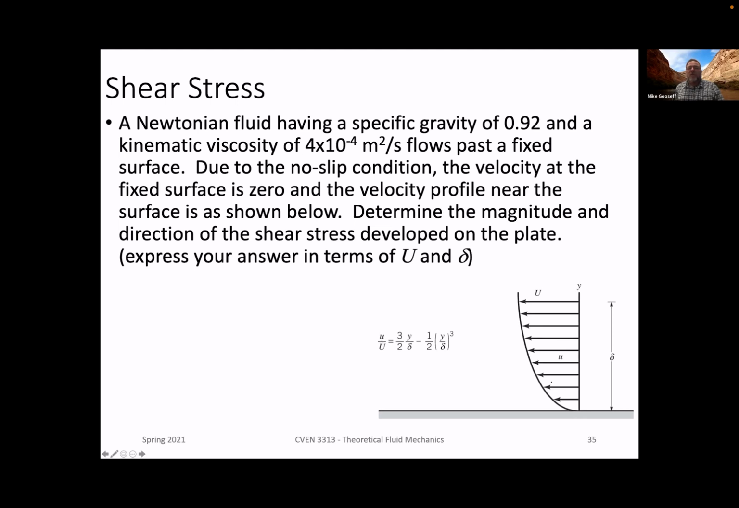So little u, the velocity at any location as a function of y and total depth delta, and the velocity big U at the very top of this is given by this expression. Okay, so little u divided by big U, the velocity at the top, is equal to 3/2 y over delta. So y is whatever height we are for a u that we want, minus 1/2 y over delta. So whatever height we are divided by the total height of the fluid here, delta. And then that is raised to the third power. Okay, so determine the magnitude and direction of shear stress developed on the plate.